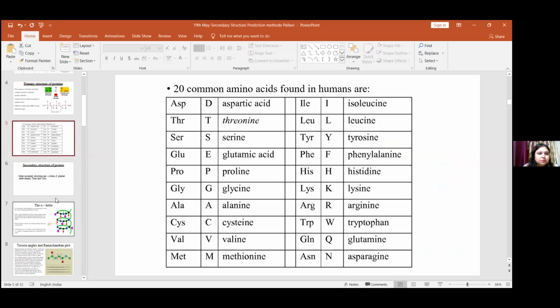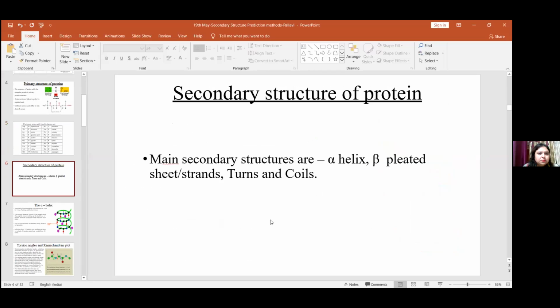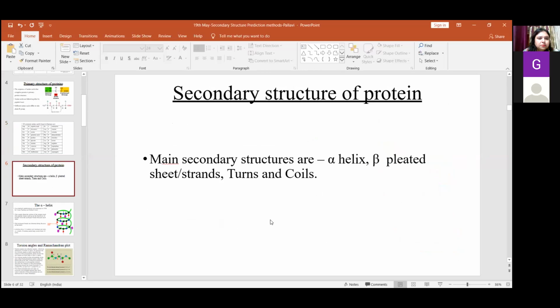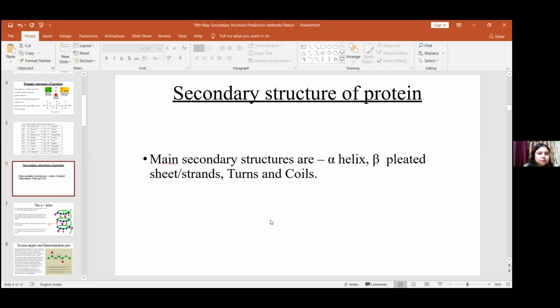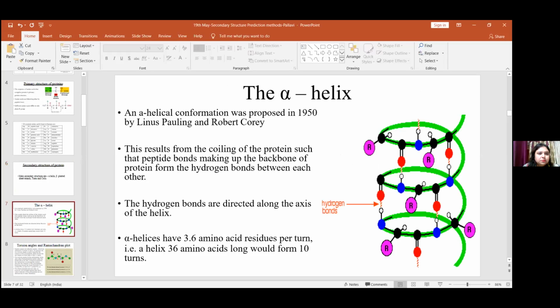Now what are the major secondary structure of the proteins? So alpha helices, beta pleated sheets or strands, what we call, turns and coils. These 4 are my main type of secondary structures. What is alpha helix? Alpha helix is a conformation in which the backbone of the proteins is formed by the hydrogen bonds between each amino acid. So you can see here that in red color I have shown that hydrogen bond is existing in the backbone. The protein has folded itself into a spiral conformation.